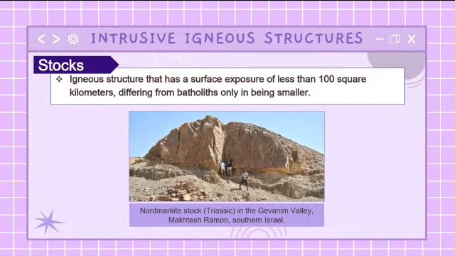Then the next one would be stocks. Stock is an igneous intrusion that has a surface exposure of less than 100 square kilometers. So, pareha siya sa batholith, pero ang nakalahi niya, mas smaller ang stock. If katong batholith ganiha, kay mo-exceed siya sa 100 square kilometers, kaning stock kay less than na siya sa 100 square kilometers, so gamay ra siya. Then, example niya is kaning Nordmarkite stock in the Jevanim Valley, Maktishermon, southern Israel. So, gamay ra kayo siya compare sa atong Sleece Mountain ganiha.